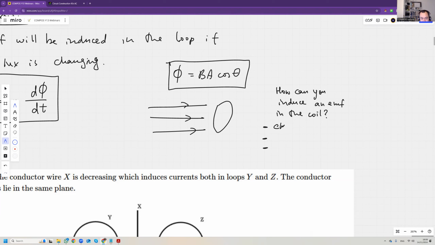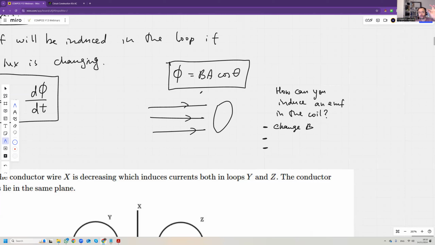Can you change B? Yes, change B. That works if you take a magnet and you have a loop. You move the magnet closer to the loop, further away, closer, further. That's changing B. If you move the wires, that also changes B, right? It changes the flux because you're moving the wires further away from the magnet. That means B increases. So moving wires and moving the magnet is the same thing.